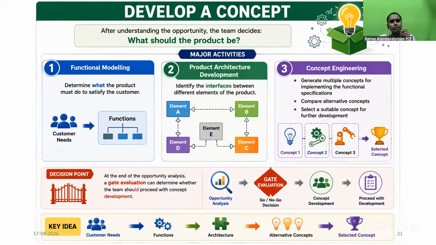So moving on to developing a concept. So there are three steps involved here: functional modeling, product architecture development, and concept engineering. So what is functional modeling? Determine what the product must do to satisfy the customer. So you have to understand the customer's needs and then form the functional modeling.